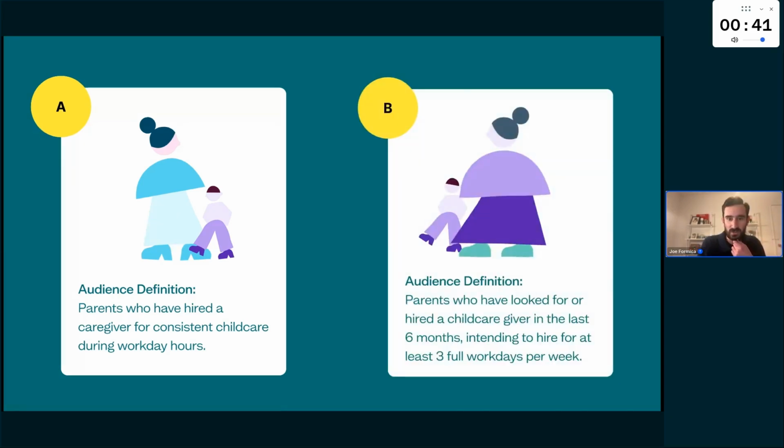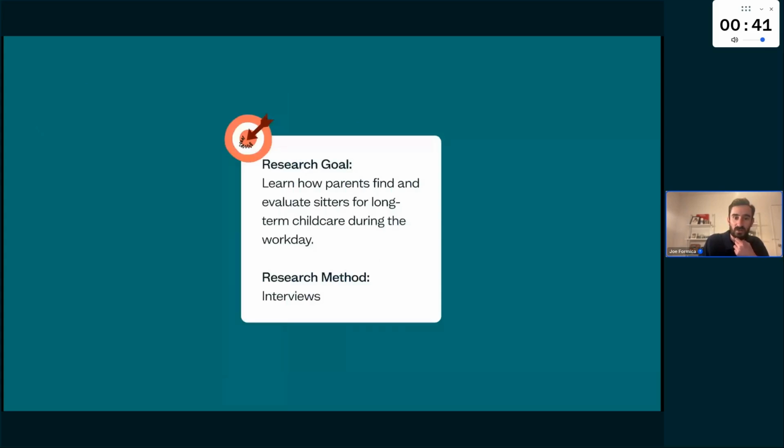Let's look at our next one here. The second option, B, for our audience definition, is parents who have looked for or hired a child caregiver in the last 6 months with the intention of hiring them for at least 3 full work days per week.